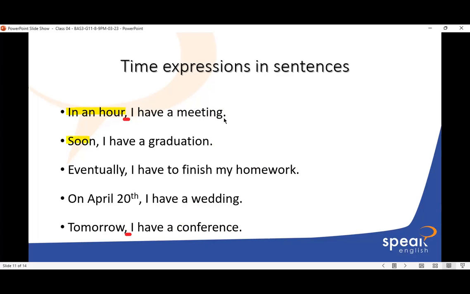Soon, I have a graduation. Eventually, I have to finish my homework. On April 20th, I have a wedding. And tomorrow, I have a conference. Okay? So again, if you want to use it at the beginning, you use the time expression, comma, and then the sentence. Is the idea clear for that?